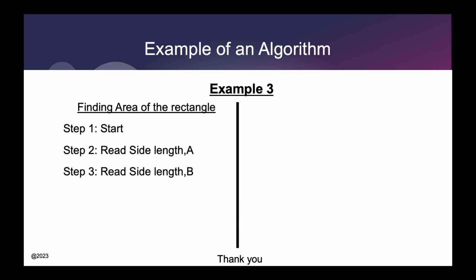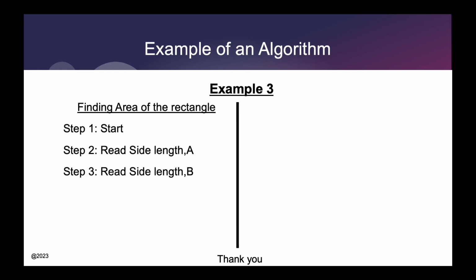Now the side lengths A and B signify the horizontal and the vertical lines of a rectangle. Okay. So there will be a number at the horizontal and there will also be a figure at what? At the vertical. So my algorithm should be able to read those two figures.